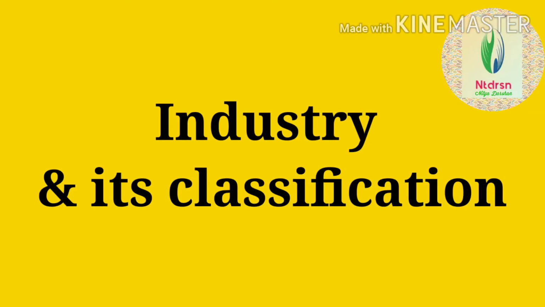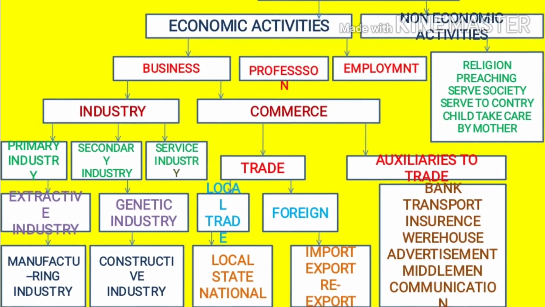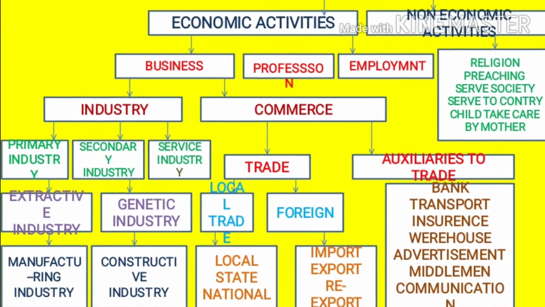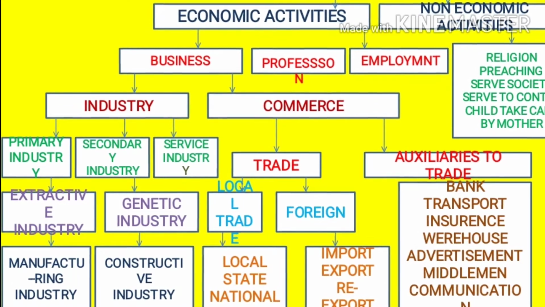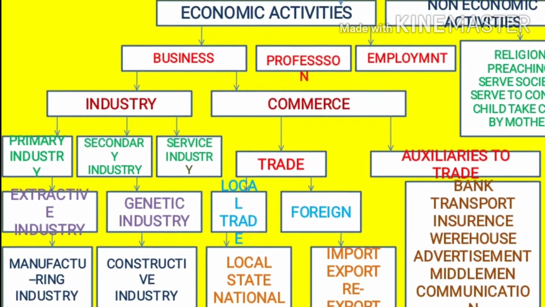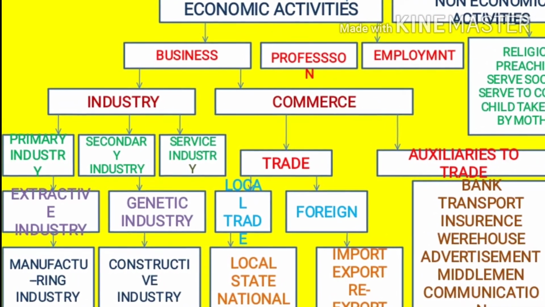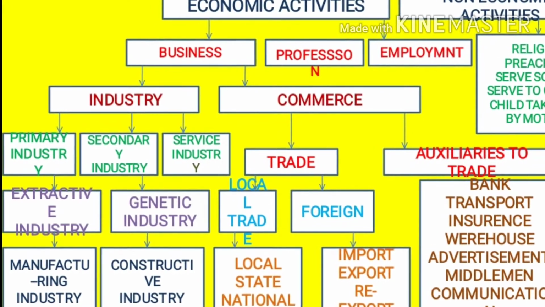Today our topic is about classification of business activities. In this video, we will cover industry and its classification. As you know, business is a wider concept. It includes not only industry but also commerce. Industry relates to production of various goods and services. On the other hand, commerce relates to distribution of goods and services to the ultimate consumer.